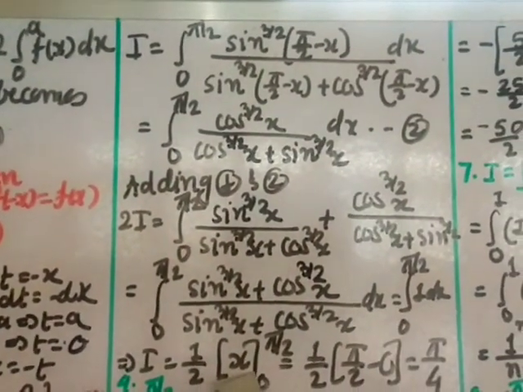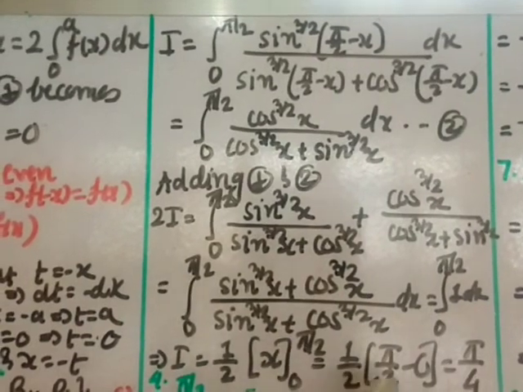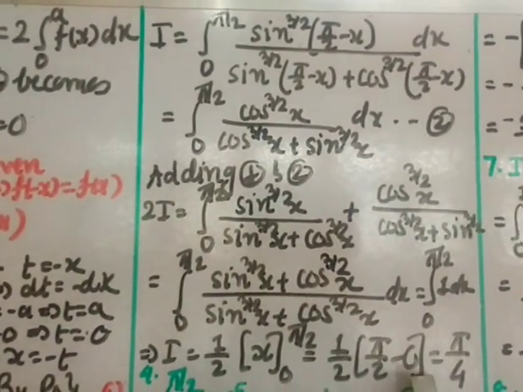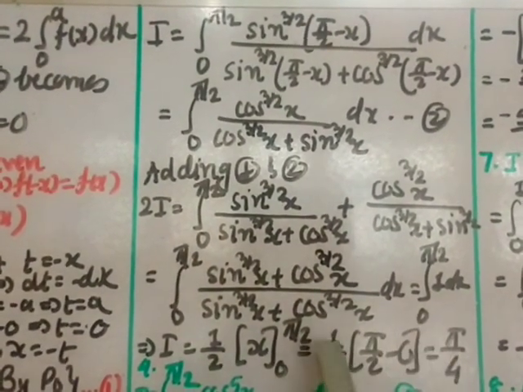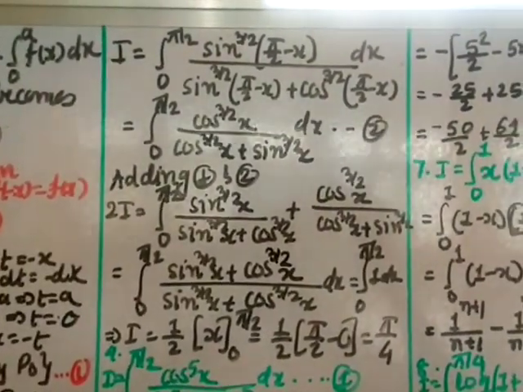Integral of 1 is x, and this side 2 is there, that 2 you transfer, it is 1 by 2. Put the upper limit minus the lower limit, so pi by 2 minus 0. Multiply inside, so 1 into pi is pi, 2 into 2 is 4. So pi by 4 is the answer for question number 3.